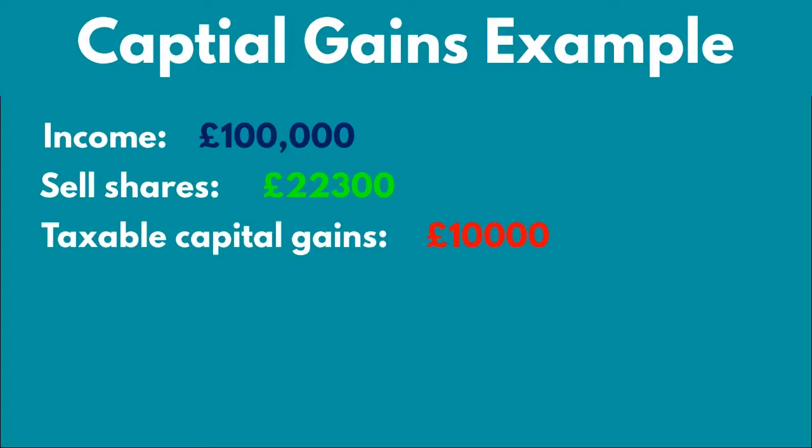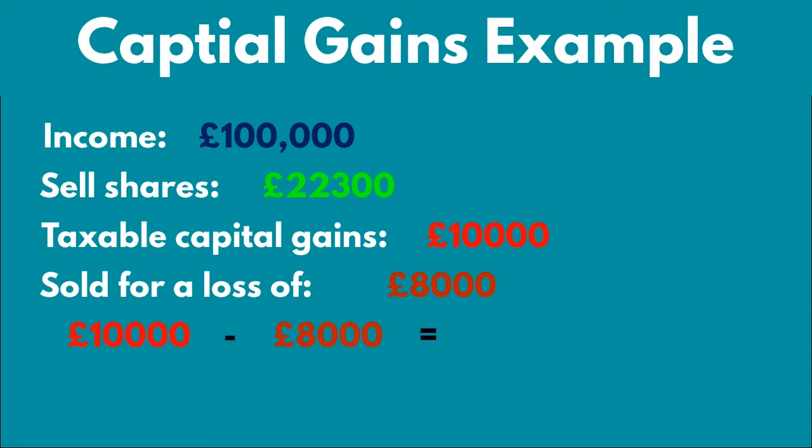To keep it simple, we'll look at the same example from before where the investor would be paying tax on £10,000 of capital gains. However, this time, the investor sold some shares in a company for a loss of £8,000. This £8,000 can be deducted from the £10,000 of capital gains. That leaves £2,000 of taxable capital gains. As the tax rate is 20%, this means they will be taxed £400.